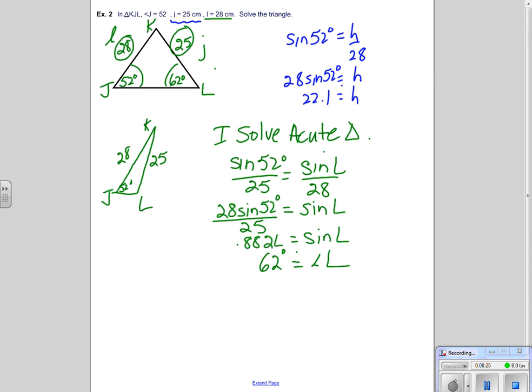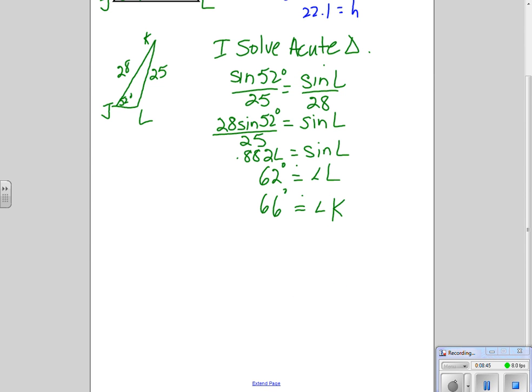From there, I can say that angle K, following from that acute possibility for L, would be 180 minus 52 minus 62, which is 66 degrees. And the last side we have would be sine of 66 over little k equals, and you can pick either ratio, but I'm going to go for sine 52 over 25.